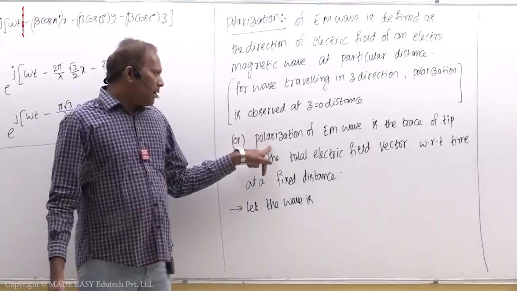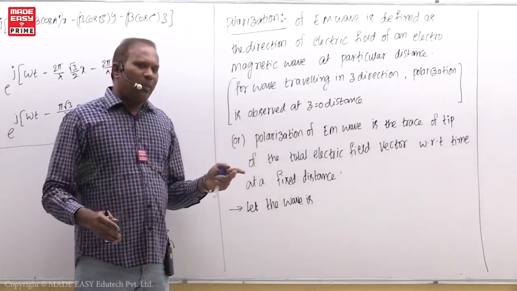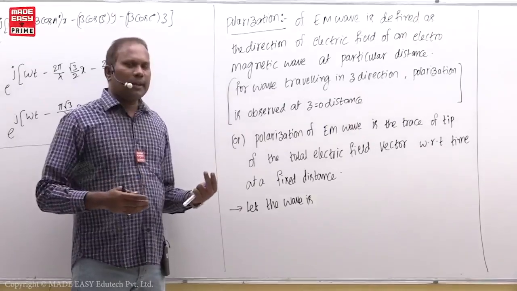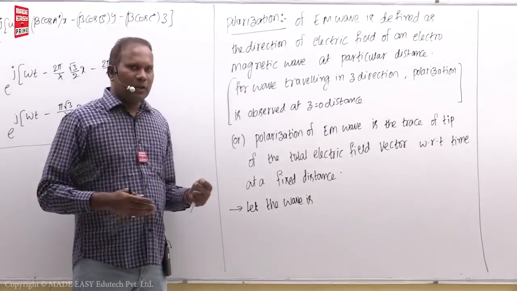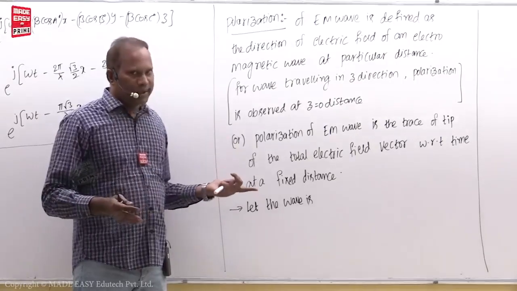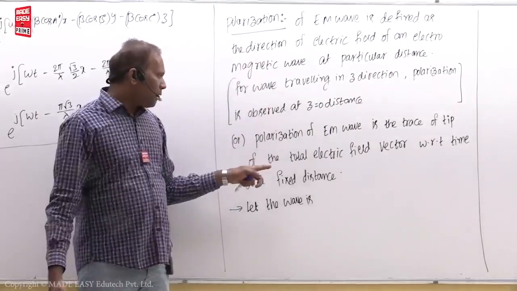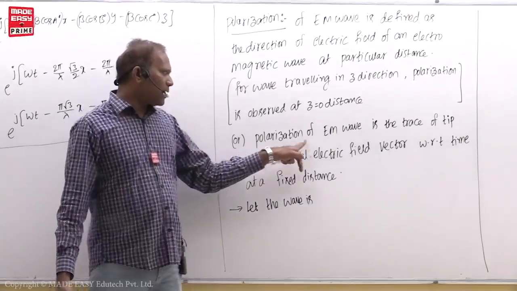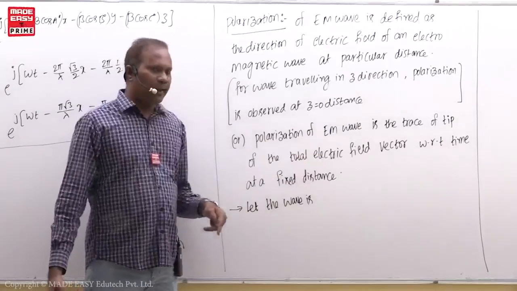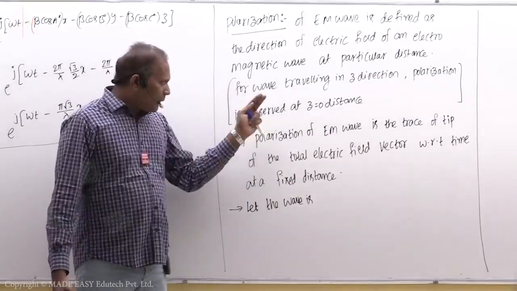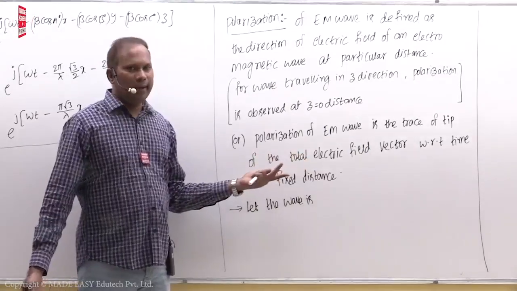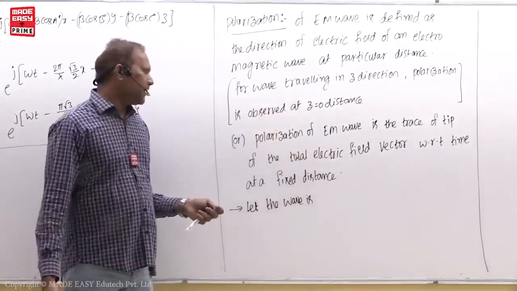In another way, you have electric field x component, y component like that. Then the overall electric field is called the resultant electric field. So the resultant electric field direction is called polarization. Both are the same, but in this way you can also write: polarization of an EM wave is the trace of the tip of the total electric field. That is nothing but the resultant electric field. We will solve the questions, you will understand.